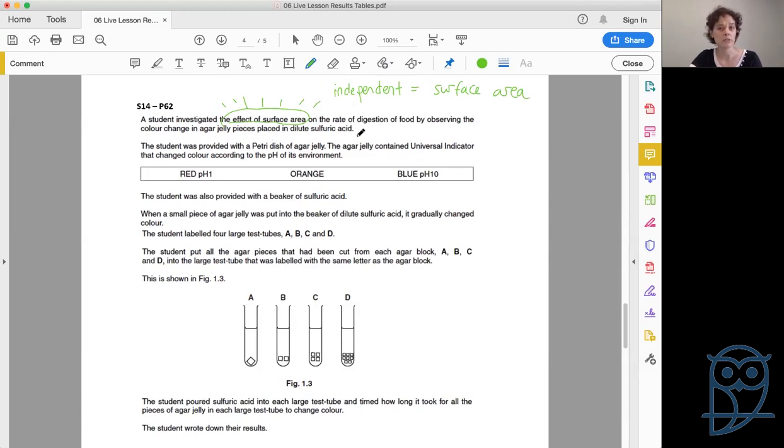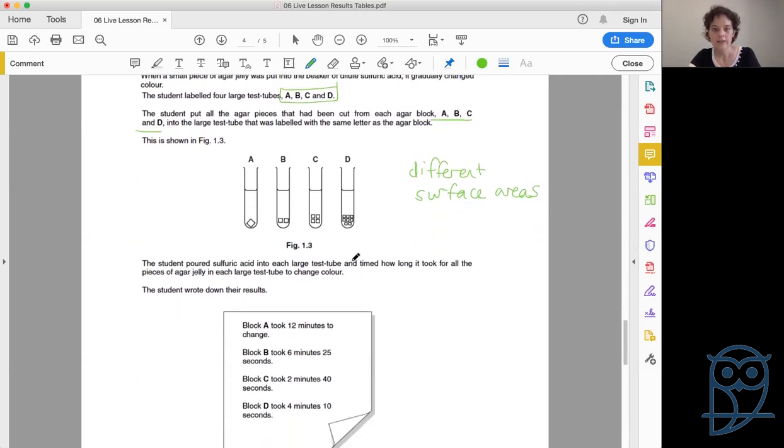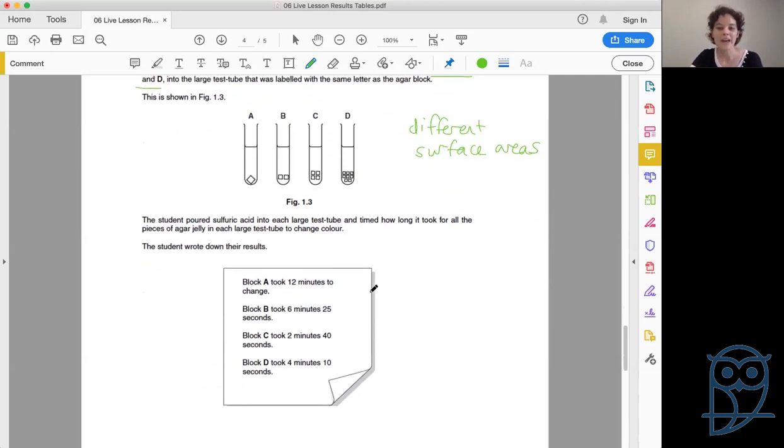There is a lot more information in this question that I didn't copy paste. And given the time constraint, we are not going to read all of this properly. Okay, so we end up with 4 large test tubes and 4 agar blocks, which we cut into different surface areas. We have surface area A, B, C, and D. Then the student timed all these things and they wrote down their results.